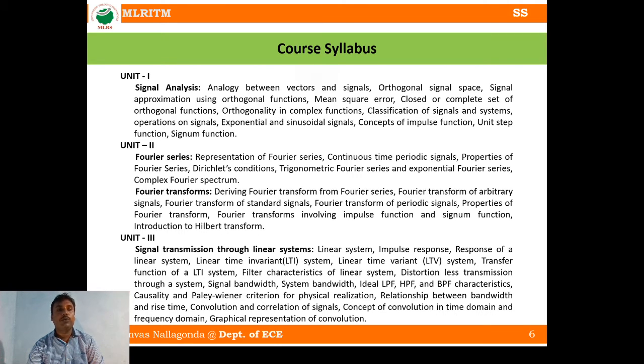Finally, in unit 2, Fourier series and Fourier transforms will be studied. There are some limitations on Fourier transforms, so that is why we move to other transform techniques that will come in the next slide. Unit 3 represents signal transmission through linear systems. What are the types of systems? Time invariant, linear time invariant, non-linear systems, causal system, non-causal system, and many other types of systems will be studied here. And the relation between bandwidth and rise time, convolution and correlation of signals, and the graphical representation of convolution will be studied here.